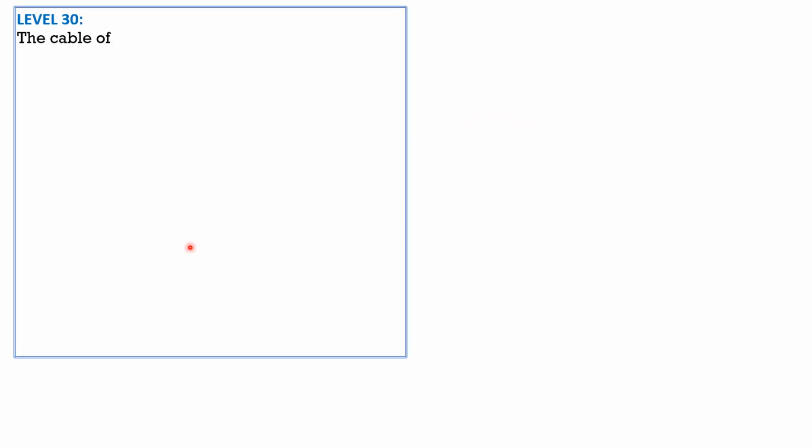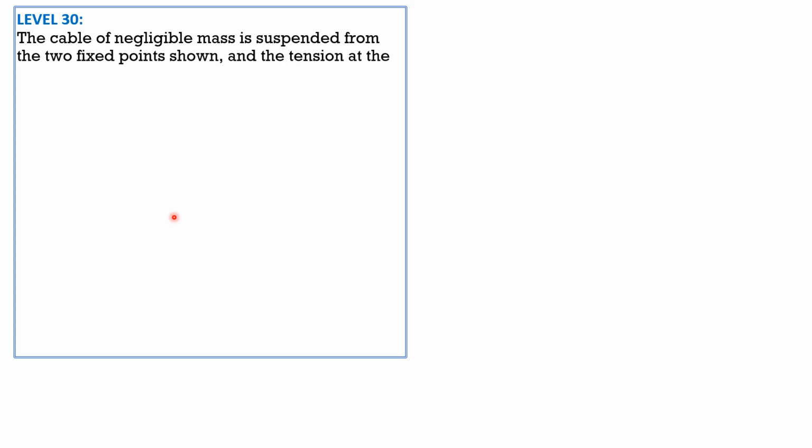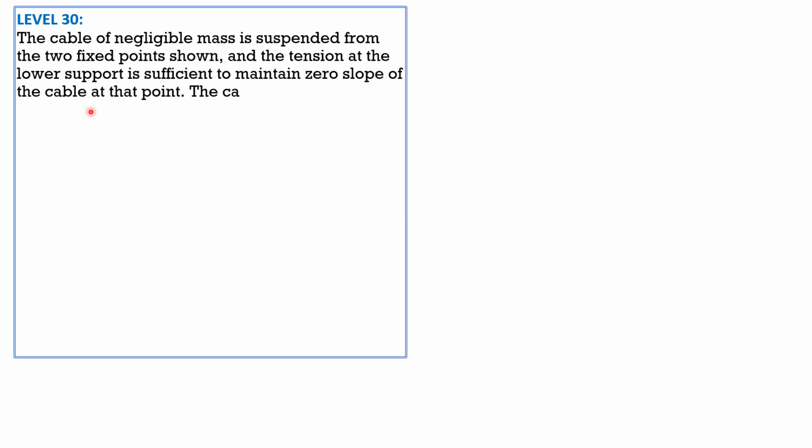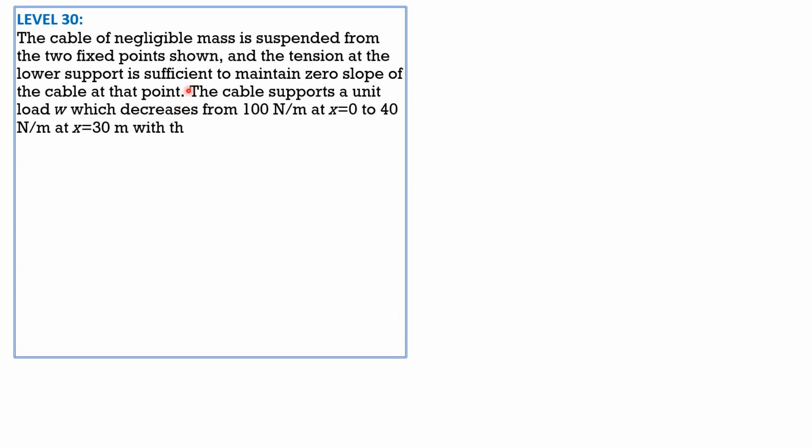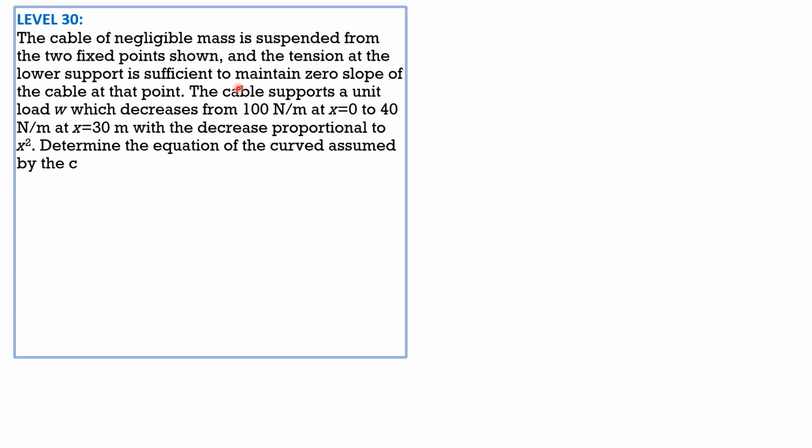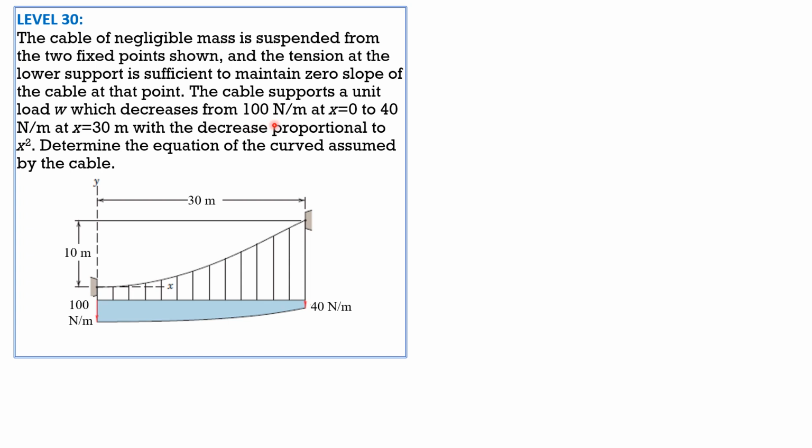Level 30. The cable of negligible mass is suspended from the two fixed points shown, and the tension at the lower support is sufficient to maintain zero slope of the cable at that point. So again, the tension at the lowest point is horizontal, so we will denote that by big H. The cable supports a unit load W, which decreases from 100 newtons per meter at x equals 0 to 40 newtons per meter at x equals 30 meters.